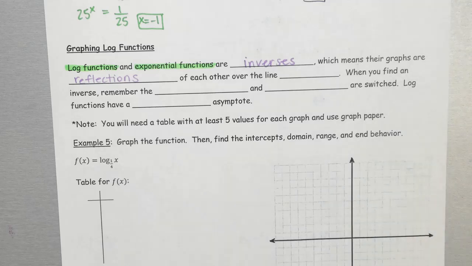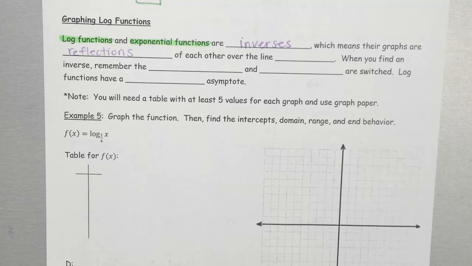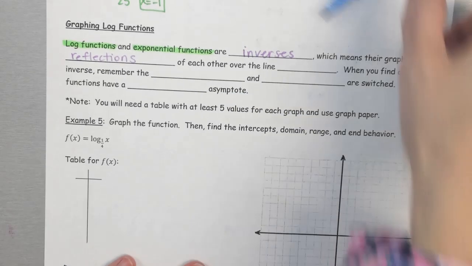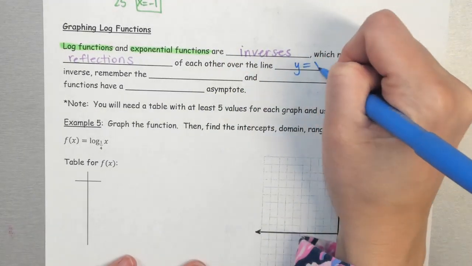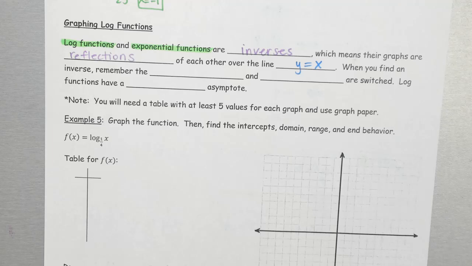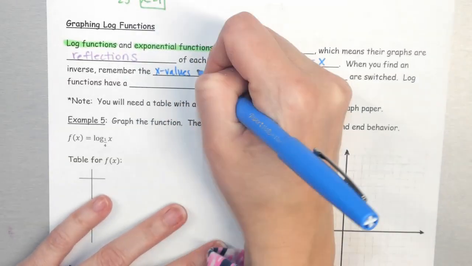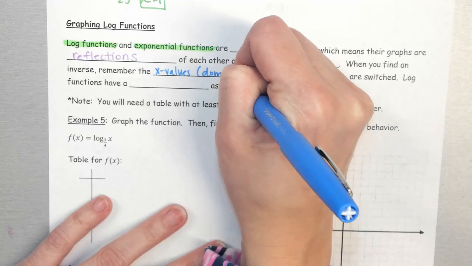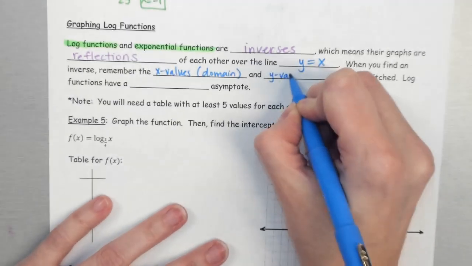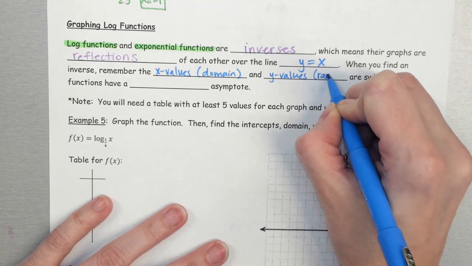Do you guys remember what the equation is? We did this before we took our first semester exam, right? There is that special line of reflection. Do you guys remember what that was? Yep. So over the line y is equal to x. And then remember, when you find the inverses, those x and y values are going to switch. That means the x values, because they're tied to the domain, and the y values, because they're tied to the range, those are going to switch too.